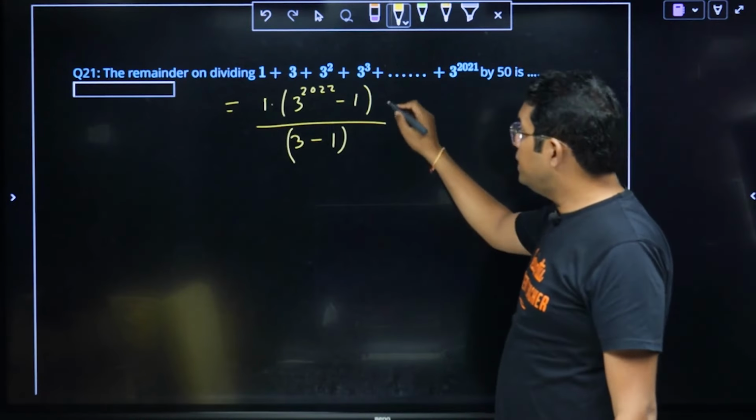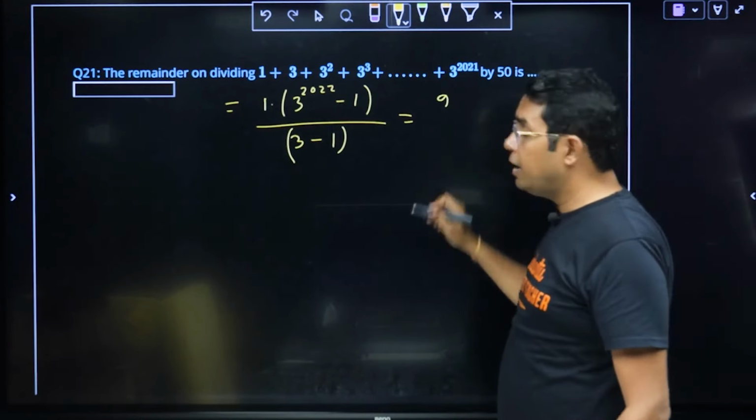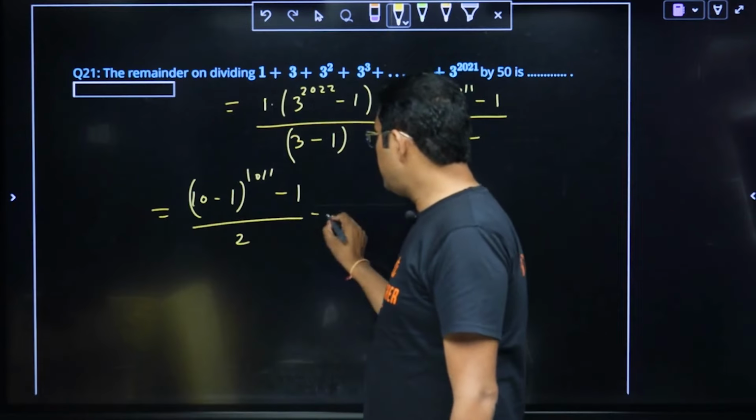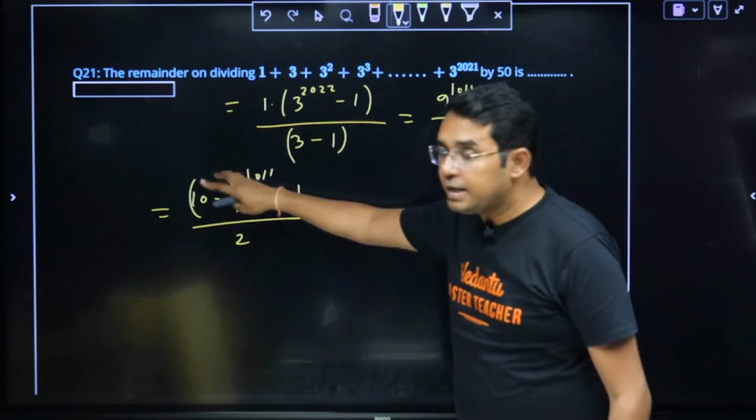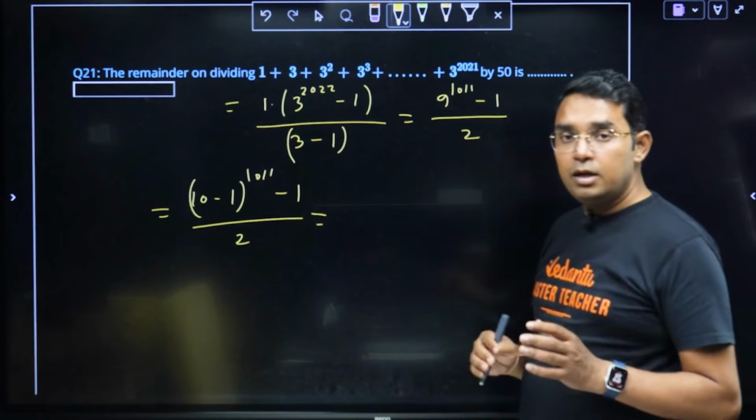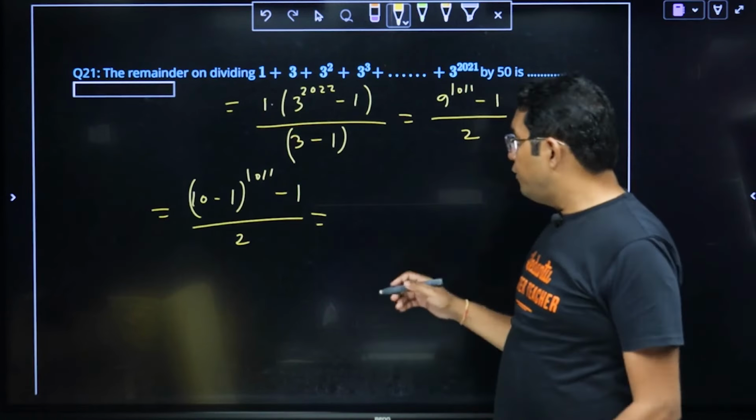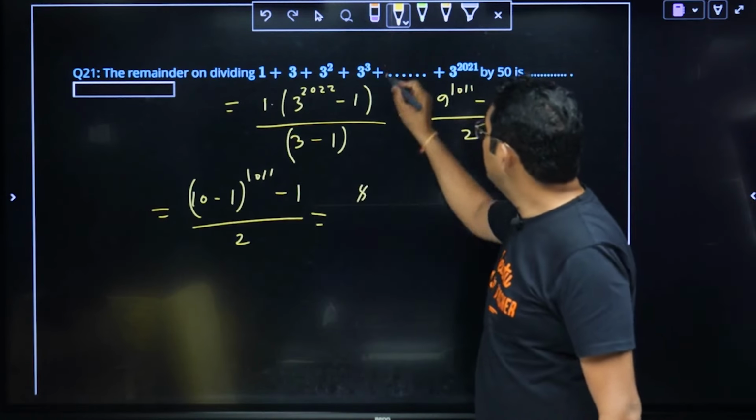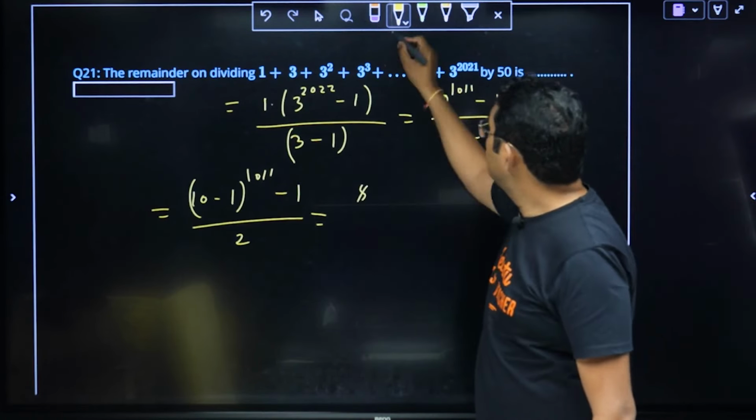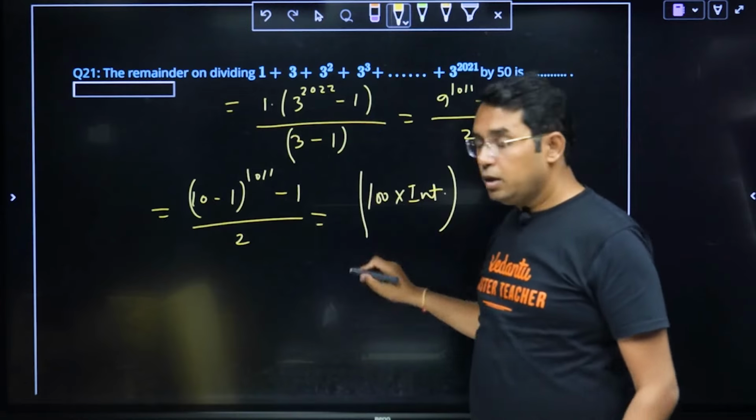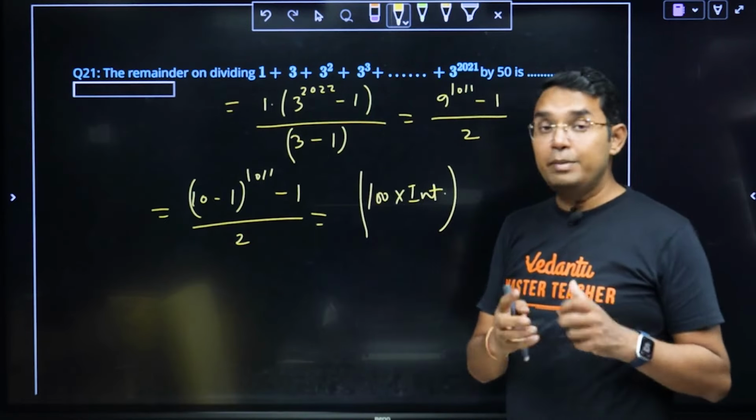Now what I'll do here is I will write 3 square as 9. So it will be 9 power 1011 minus 1 upon 2. Now 9 we can write as 10 minus 1, power 1011, minus 1 upon 2. I use the binomial theorem. Now all the terms of this 10 minus 1 power 1011 up to second last will be multiple of 100, isn't it? 100 into some integer. I am talking about all the terms up to second last, or maybe third last actually.